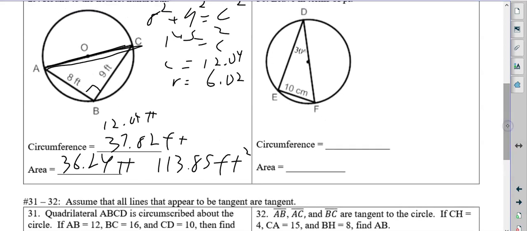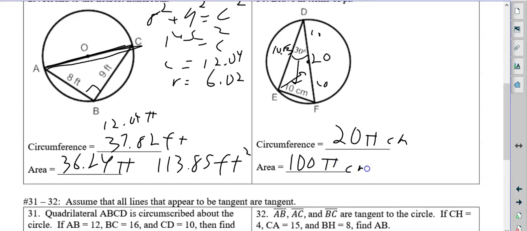Okay, so we have 30 degrees right here. We have the small side is 10. That means that this side is 20 because that is the hypotenuse. This side is 10 root 3. We don't need that right now, but just good enough practice. Okay, so the diameter is 20, which means 20 pi centimeters. And the area is pi r squared, so 10 squared, which is 100 pi centimeters squared.